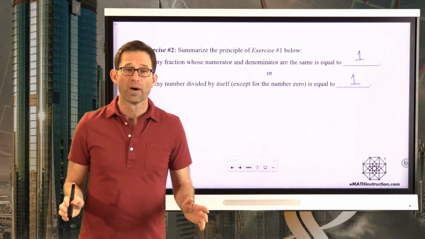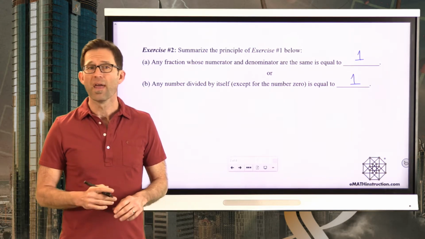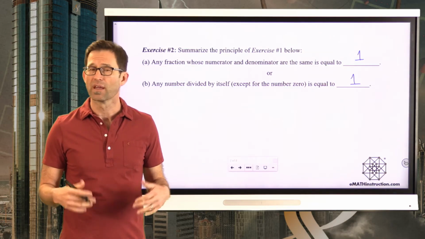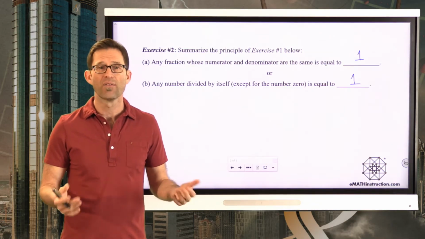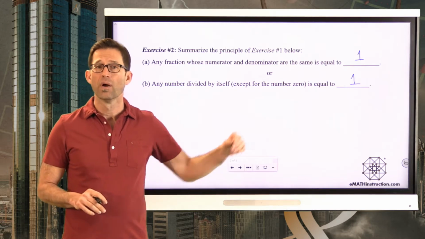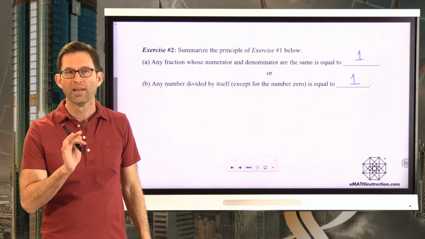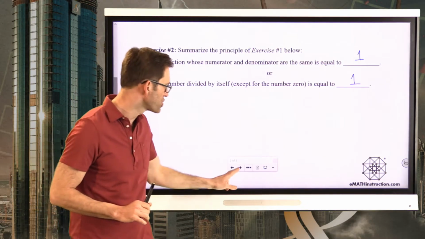By the way, 0 divided by 0 is a very strange thing, and we're not going to get into it right now. But any other number divided by itself, -13 divided by -13, 10 divided by 10, n divided by n, as long as that number is not equal to 0, it's equal to 1. Okay, now let's use this to help us simplify fractions.